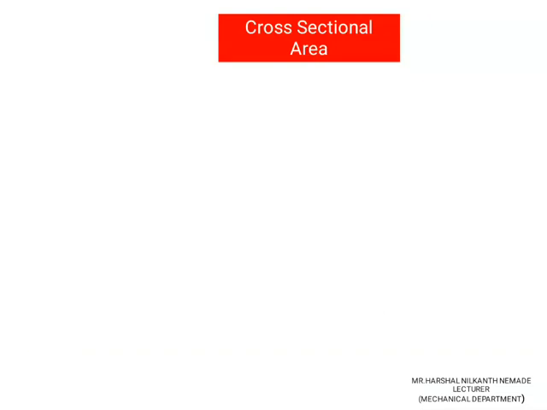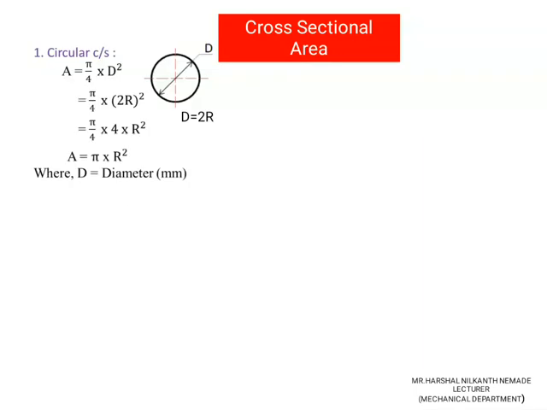Cross-sectional area. Circular cross-section: the area will be given by pi by 4 multiplied by capital D square, or pi by 4 multiplied by (2r) square, which is equal to pi by 4 multiplied by 4 multiplied by r square. Therefore, area is equal to pi multiplied by r square, where capital D is the diameter in mm.